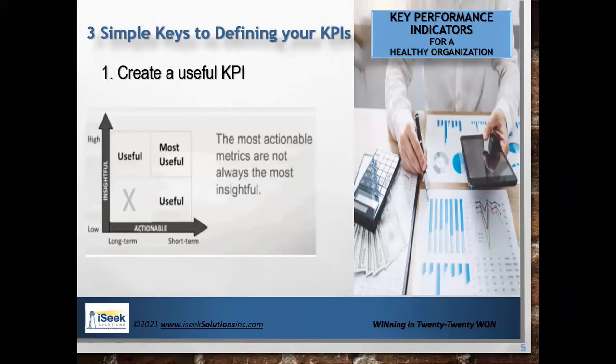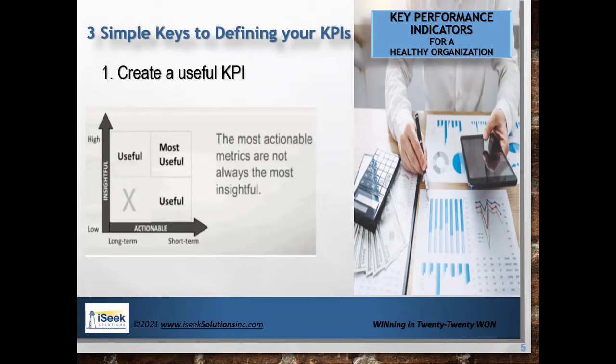And so the first thing that we want to look at is just creating something useful, right? What we don't want is something that won't be actionable, won't be something that's insightful. If you look at this graph on the left side of the screen, you see that the chart shows that the most useful KPIs provide a high amount of insight and are actionable in the short term. Now, in contrast, it's better to avoid KPIs that are low on insight and take longer to correct the adjustments and the corrections that need to be made.